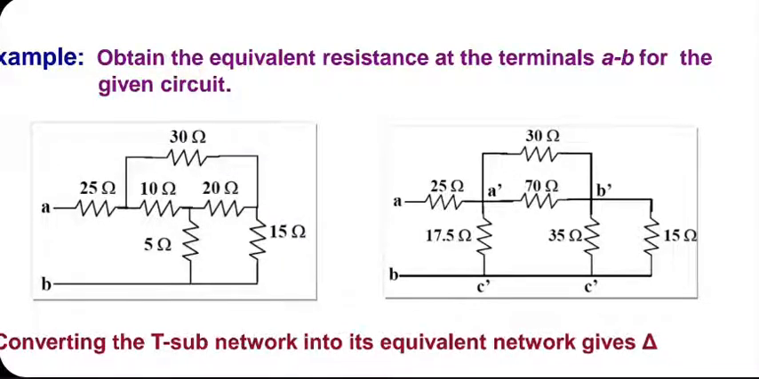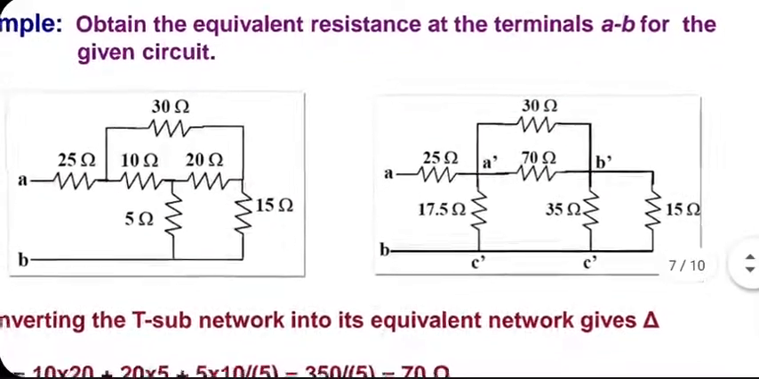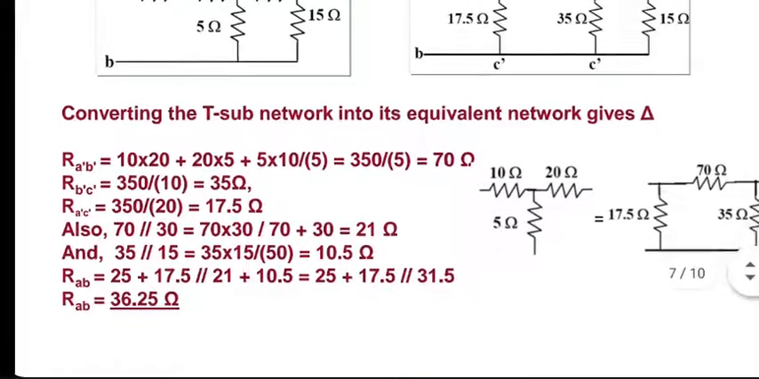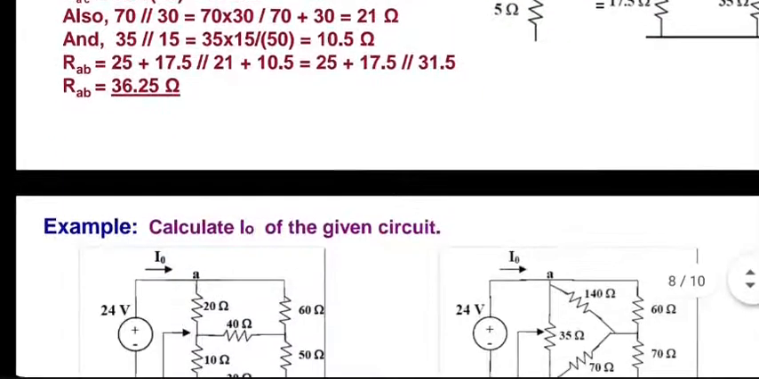What I think he's doing is he's taking the star load containing 10 ohm, 20 ohm, and 5 ohm, and converting it into delta. And then he's moving forward with the result. I think you can go through it carefully, but the philosophy seems to be that.